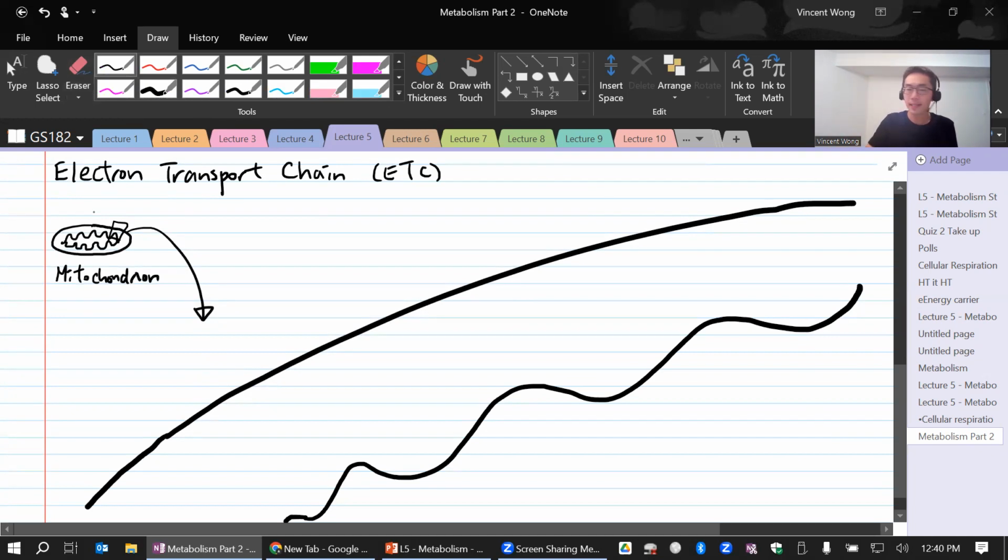All right, help me out, please. What is this line? What does that represent? Remember, I'm zooming in onto the mitochondria. So what is this line? What does it represent?